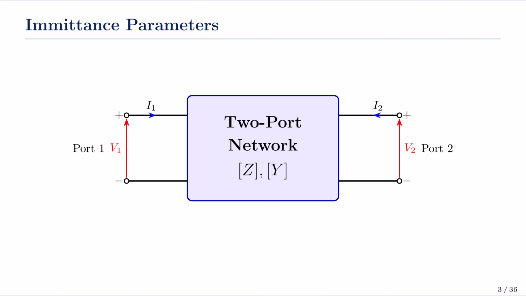Before defining any parameter matrix, we establish consistent reference directions for voltages and currents. Both port currents are defined as entering the network, and voltage polarities are fixed. These conventions ensure compact matrix equations and prevent sign errors during derivations and parameter conversions. Maintaining these references throughout the analysis is essential for obtaining correct results. With the reference conventions established, we are ready to derive the impedance matrix.